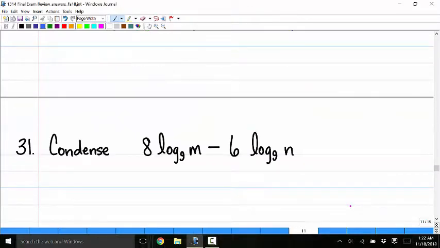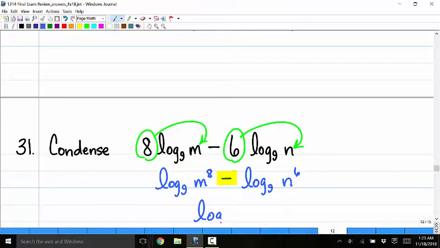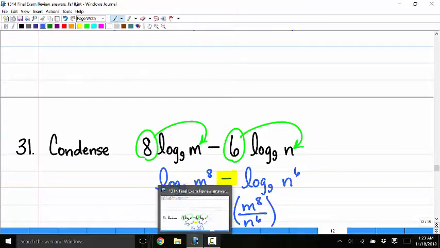Number 31, I want to condense 8 log base 9 of m minus 6 log base 9 of n. These numbers out front are going to come back up as exponents. So I have log base 9 of m to the 8th minus log base 9 of n to the 6th. To get rid of the subtraction, I need to do division. So I get log base 9 of m to the 8th over n to the 6th.